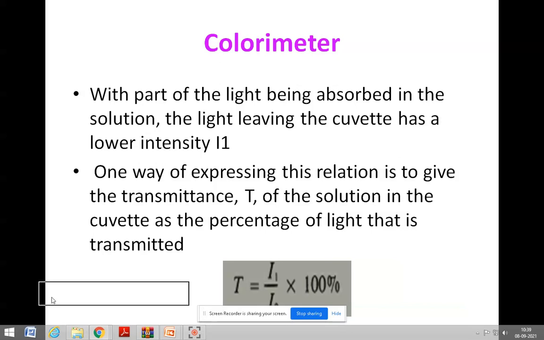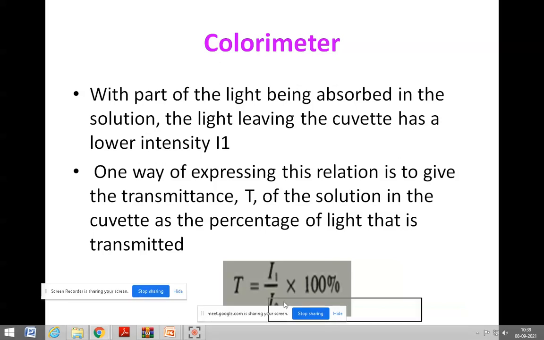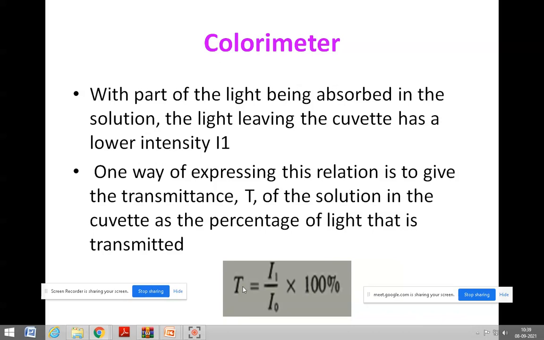T stands for transmittance, which is I1 by I naught. I1 is the light intensity while leaving the cuvette, and I naught is the light intensity while entering the cuvette. The ratio between these two intensities gives the transmittance T of the solution in the cuvette, in percentage.